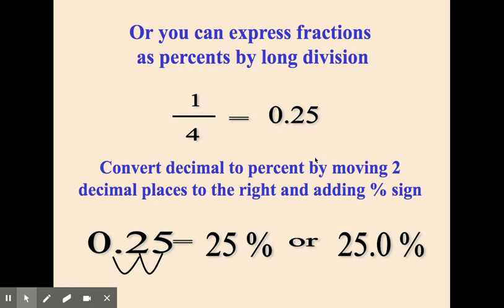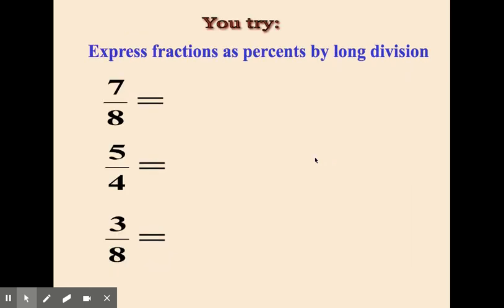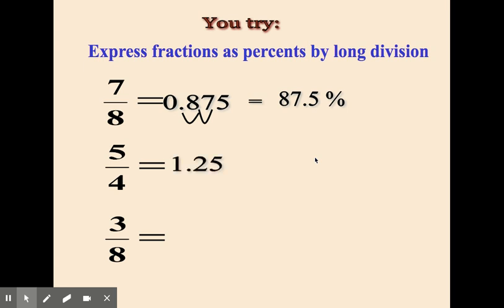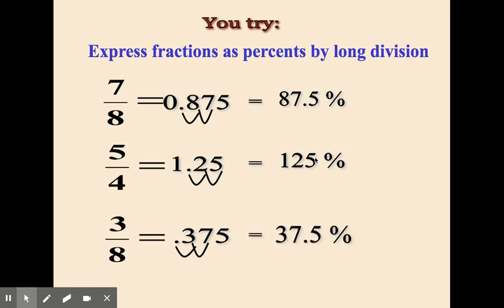Okay, we would use this method if it was numbers that are hard to get to become out of 100. So for example, 7/8. 7/8 to become 100 is a little more difficult. So this is when we would use the long division setup. So I would divide 7 by 8, which would give me 0.875. Move the decimal over to the right, and I get 87.5%. 5/4 would be 1.25. Moved over twice, I get 125%. And then finally, 3/8 would be 0.375. Move the decimal over twice, and you get 37.5%.